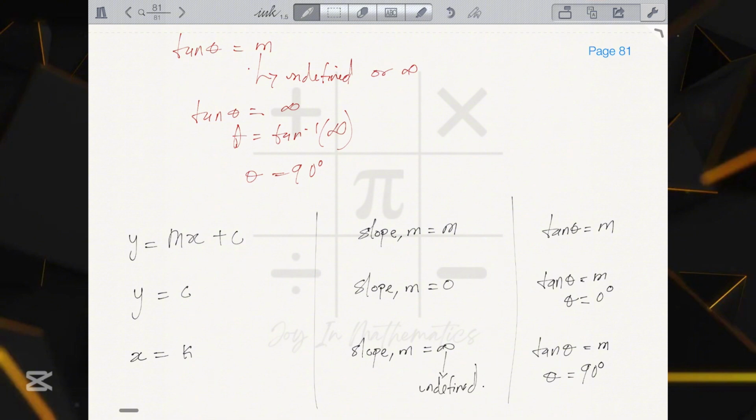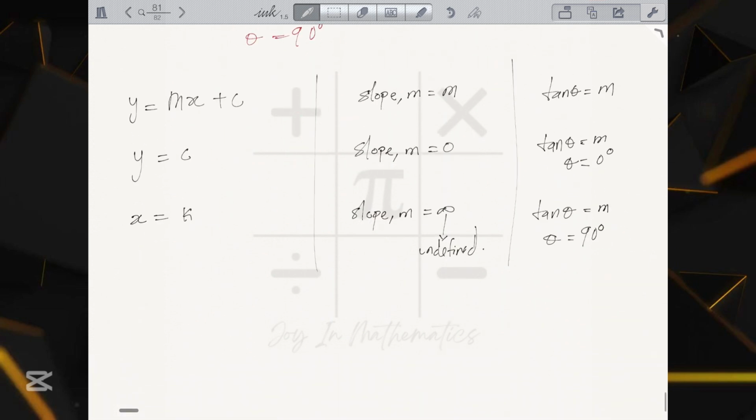So let's have one more question just to explain the term here. Let's assume now we have the question: find the angle of the line x equals minus 3. x equals minus 3 here corresponds to x equals k. Therefore, the angle theta is equal to what? 90 degrees.